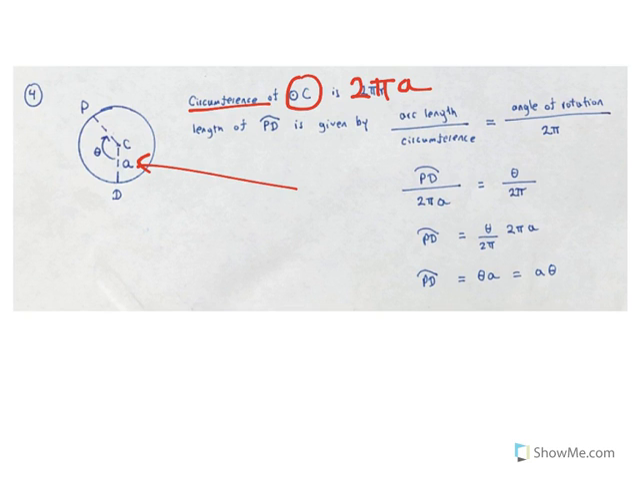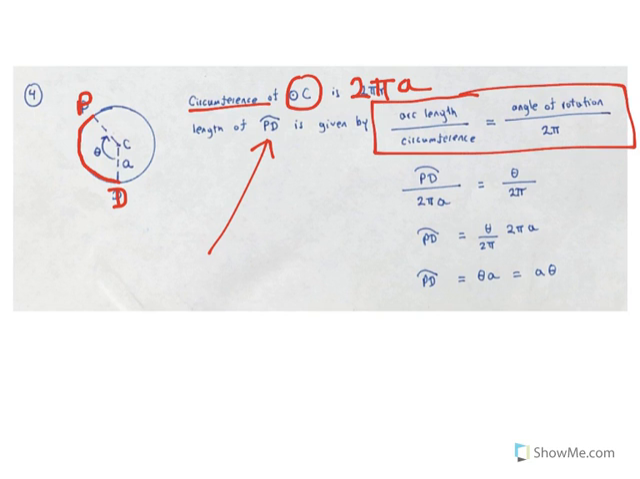So the question is, let's take a look at what we have here. In this circle, we have an arc of the circle. So this is called an arc, a portion of the circumference. We will call this arc PD. The length of arc PD can be found by using this proportion. So this is a proportion. So the length of arc PD is to the circumference as the angle of rotation that forms the arc is to the angle of rotation for the entire circle, which is of course 2 pi.